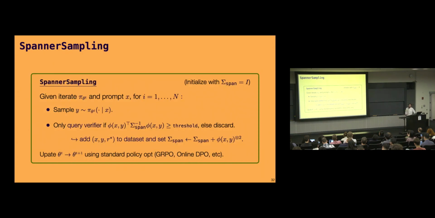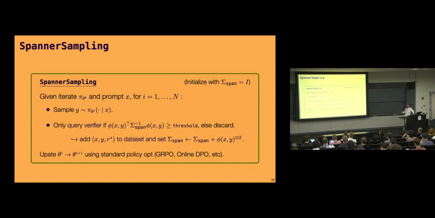But just to sketch this formally in a little more detail, we're going to maintain this matrix I call Sigma span. This is going to be a D by D matrix. This is going to capture directions that we've already explored in feature space. When we get a prompt, if theta_t is our current iterate, we're going to sample up to n responses from this model.